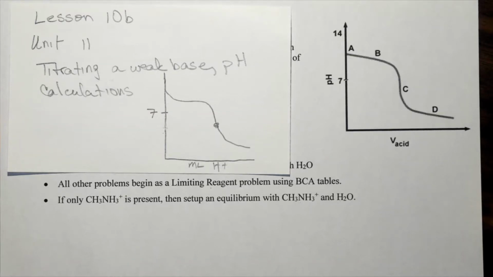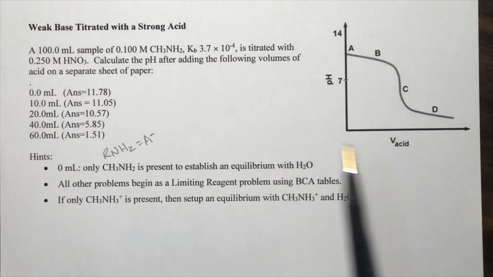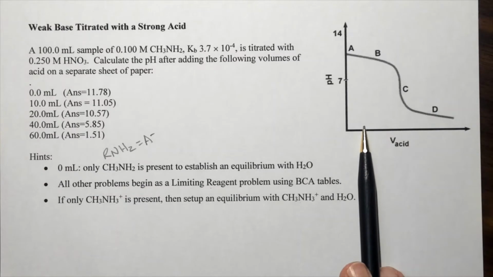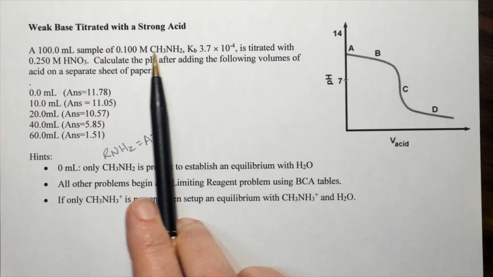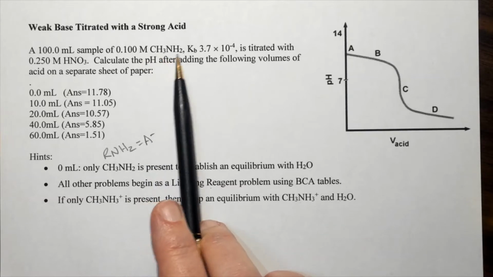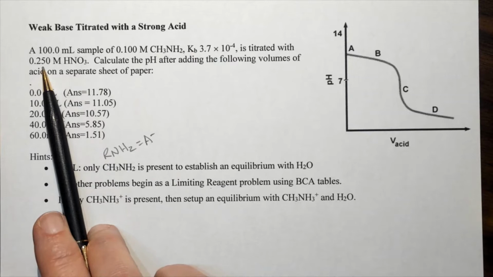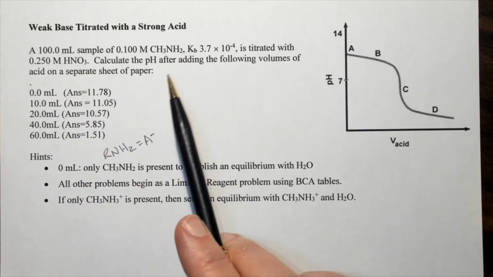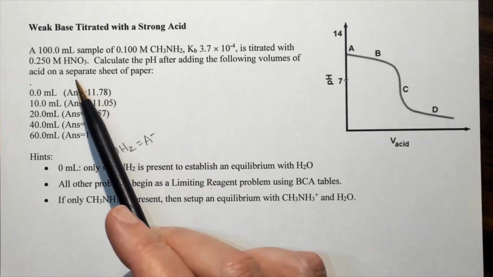This is Lesson 10B, Unit 11, Titrating a Weak Base, pH Calculations. So we're titrating a weak base with a strong acid, and here's a curve here. There's our starting sample. We've got 100 mLs of 0.1 molar CH3NH2. We've got a value for Kb, and we're titrating it with 0.25 molar nitric acid. We're going to calculate the pH after adding these various volumes right here.